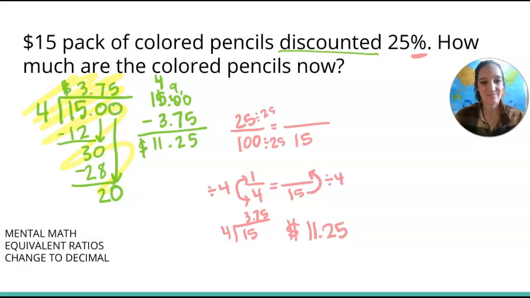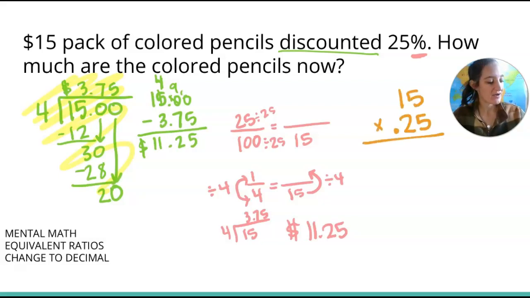I'm going to take that away from 15 because it's a discount, and I'll get $11.25. Now how would the decimal way work? Well, we would change 25% to a decimal, and then we would times that by the whole, which is 15. I bet we'll get $3.75, but let's see.